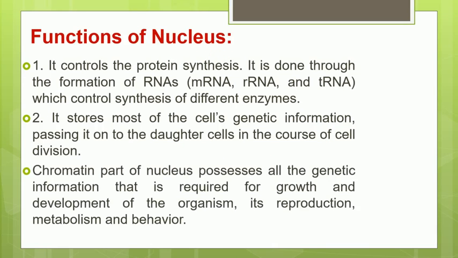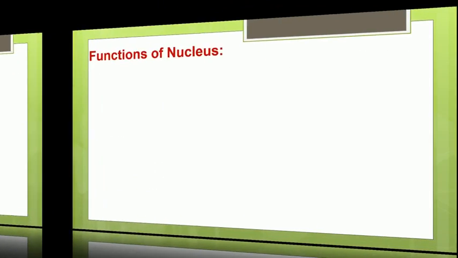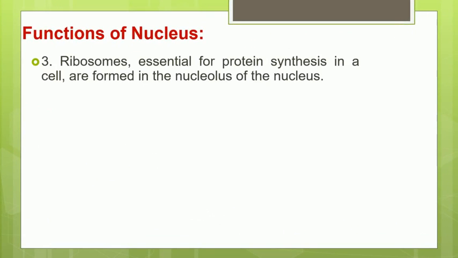Now the chromatin, which is nothing but the DNA of the cell, possesses all the genetic information, and we know that genes are responsible for all the very important activities of the cell like growth, development, reproduction, metabolism as well as behavior, and all these genes are present in the chromatin, and this chromatin is present in the nucleus. The ribosomes, which are very essential in protein synthesis, are synthesized in the nucleolus, which is part of the nucleus.